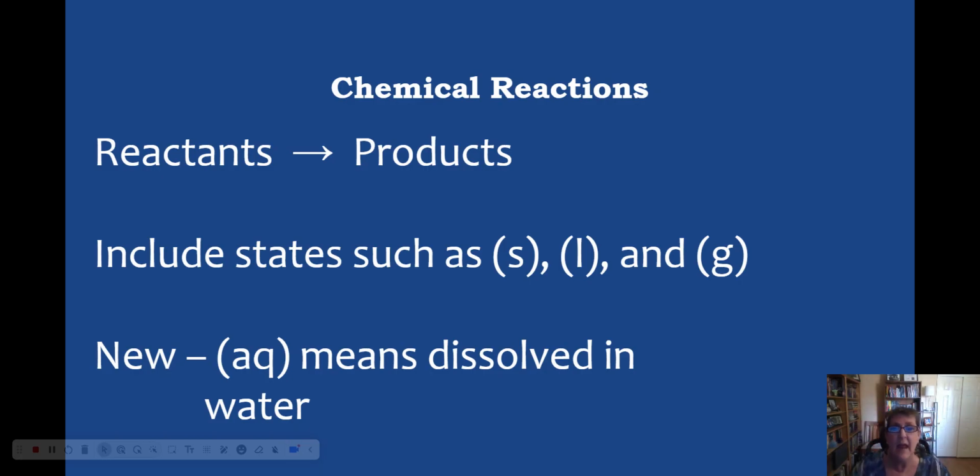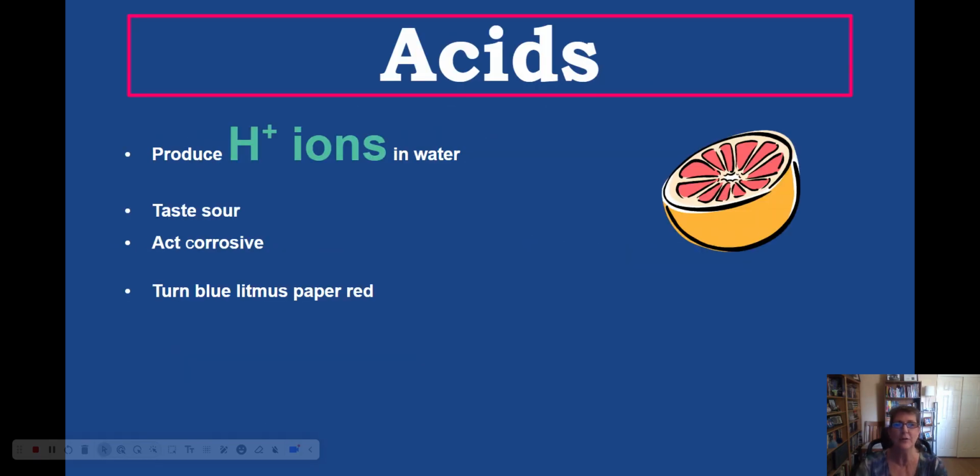In parentheses, it's an AQ that stands for aqueous, but what that means is it's dissolved in water, like salt dissolves in water. So if we had salt in water in the reaction, we would write NaCl with parentheses and an AQ next to it. So when we write chemical reactions, we put the reactants on the left side, products on the right side with an arrow in the middle, and then we include these states. All right, let's get into it.